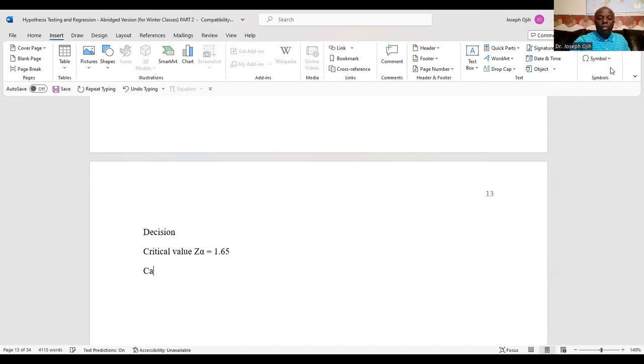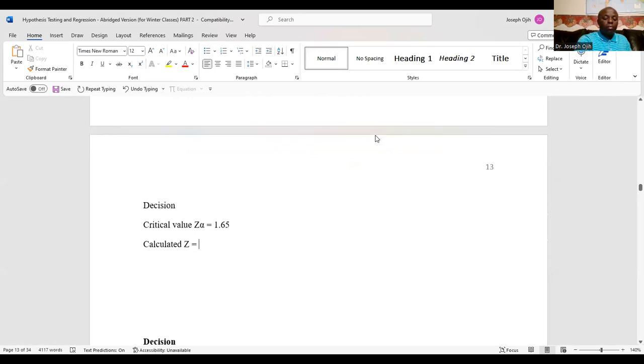Now, if it is two-tailed, we use alpha over 2. But this is one-tailed. Then calculated value, calculated Z, which is our test statistic, equals our answer for that question, which is 1.32. Now we compare them. Because the calculated Z is less than the critical value, we do not reject the null hypothesis.